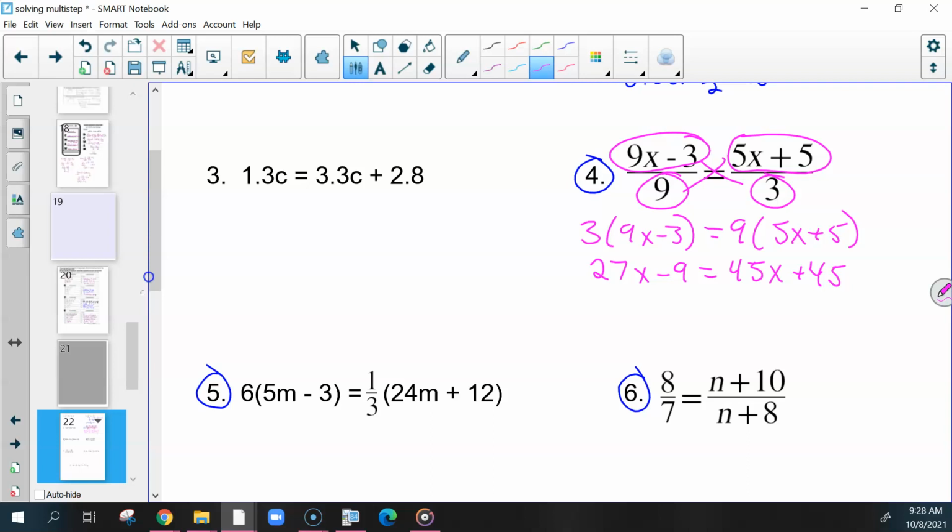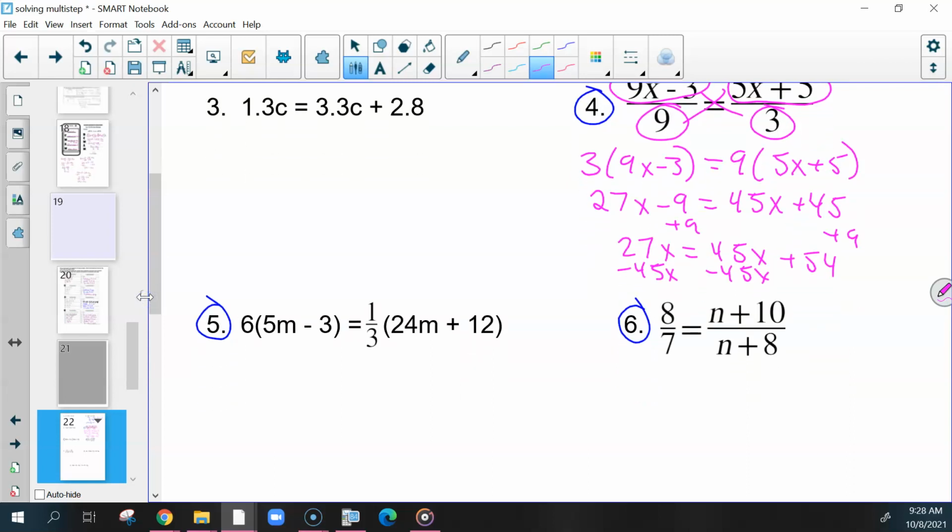We don't have like terms we can combine on the same side, so we can pick something to move. What do we want to move? Plus 9. So move 9 by adding it. And because we moved 9 over to the right, we have to subtract 45 to the left. Someone tell me what that is. 27 minus 45.